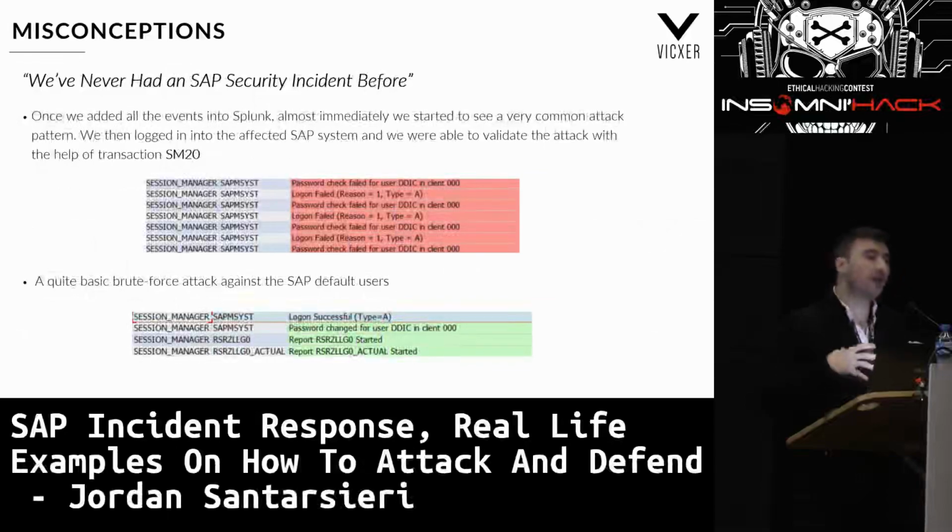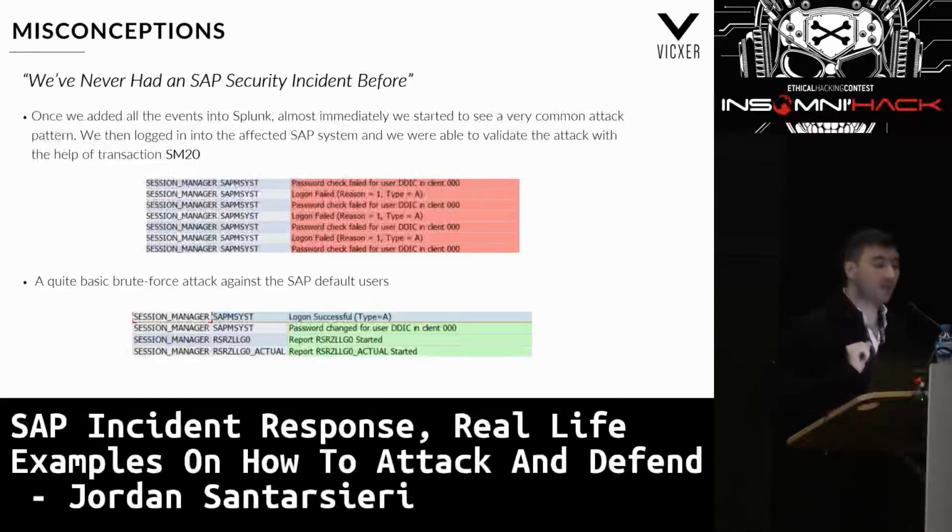So once we added all the events into Splunk, once we formatted and added the events, we clearly started seeing common attack patterns. And because we had the timestamp, the right date and time when these incidents were happening, we went to transaction SM20 to verify it, to make sure that things actually happened.